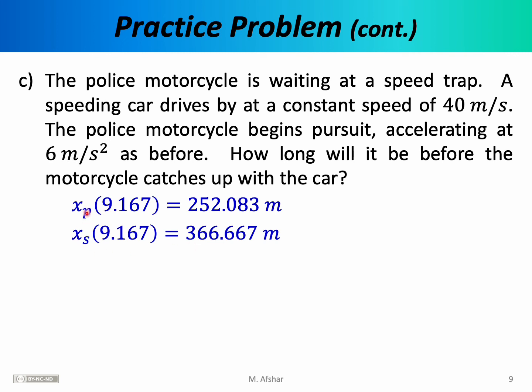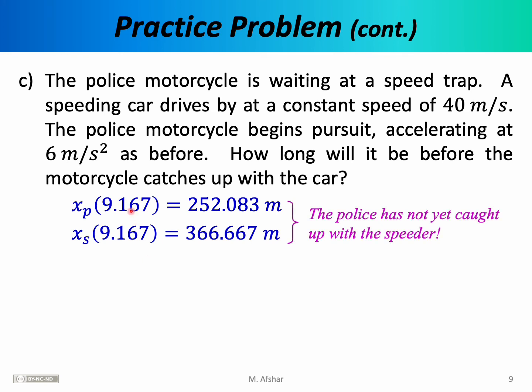Notice how I'm placing these subscripts on X now, because now I need to keep track of 2 different coordinates. I have 2 different objects. I have the police and I have the speeder, and each one is going to have its own velocity and its own position and its own acceleration. So we now need to be very careful about how we label our coordinates. Here I'm labeling any variable that has to do with the police with a subscript P, and X sub S refers to the position of the speeder.